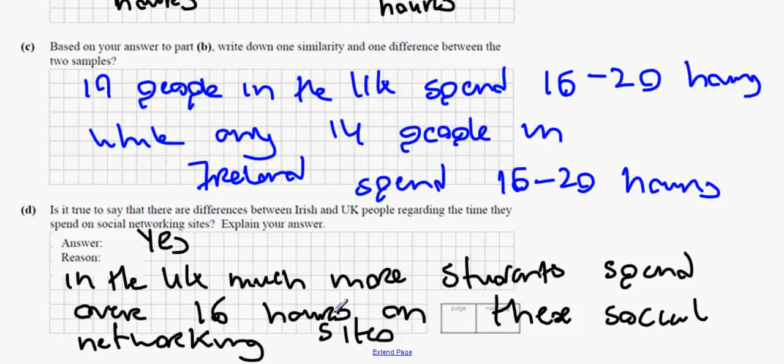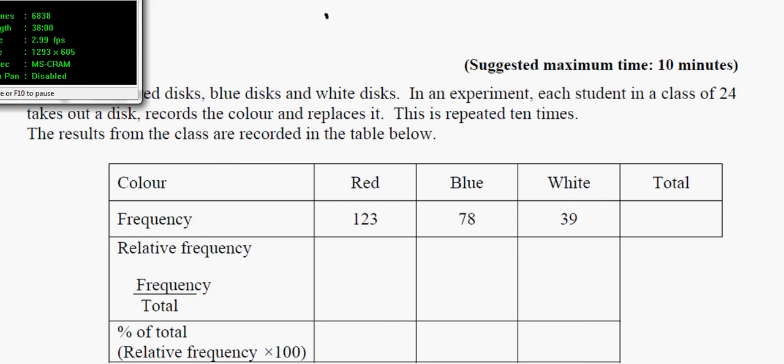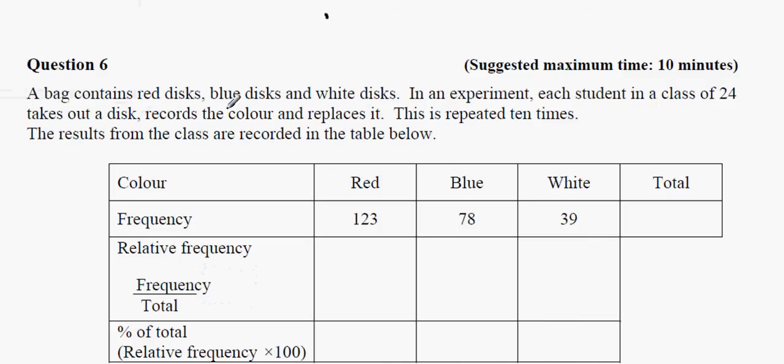Okay, next question. A bag contains red discs, blue discs, and white discs. In an experiment, each student of a class of 24 takes out a disc, records the color, and replaces it. This is repeated 10 times. The results from the class are recorded in the table below. Red came out 123 times, blue came out 78 times, and white came out 39 times.